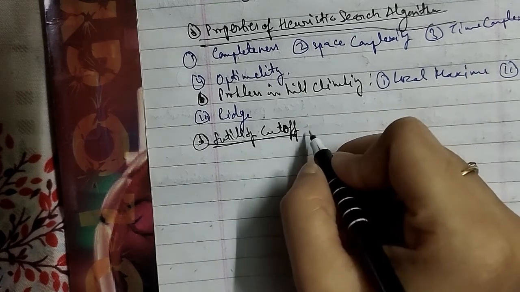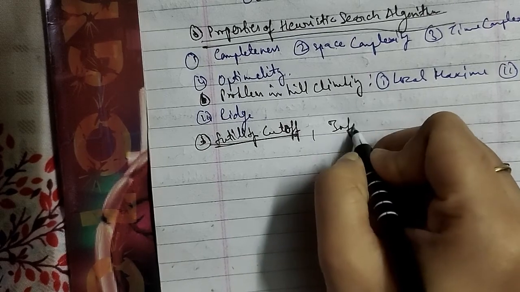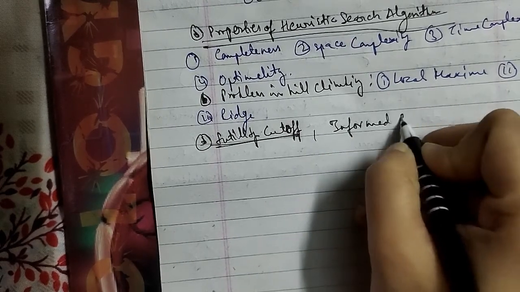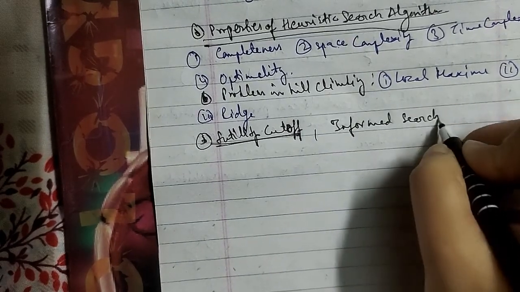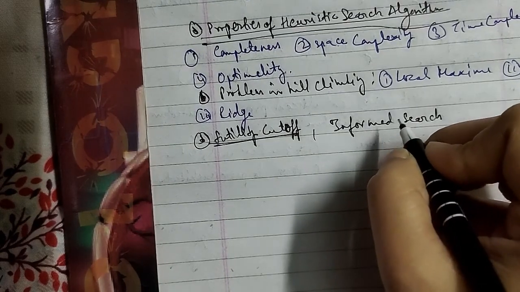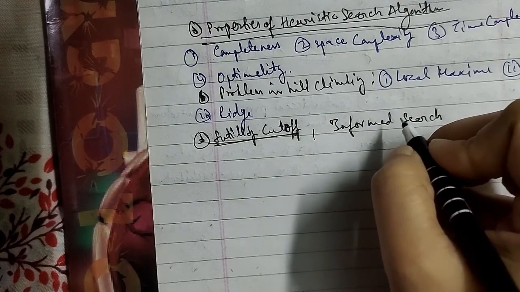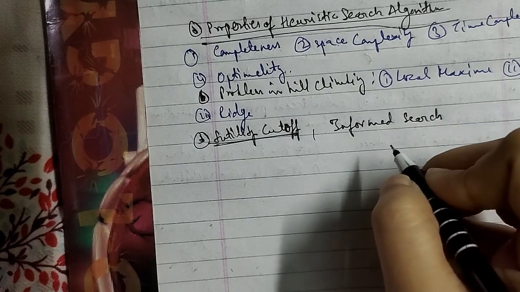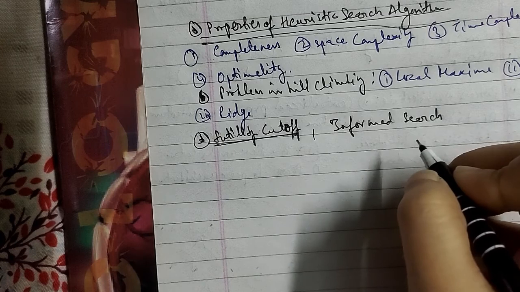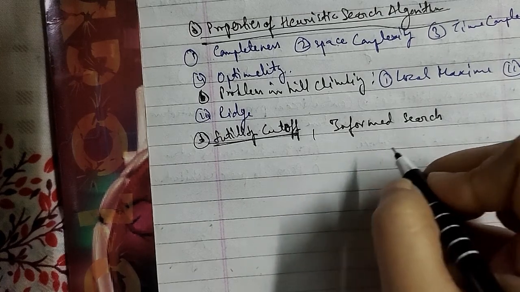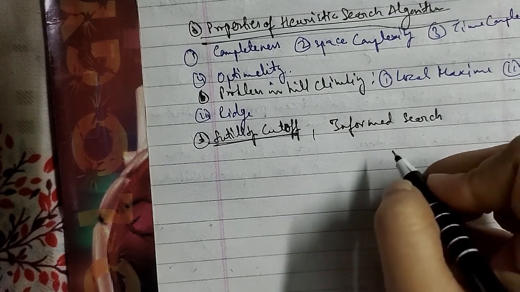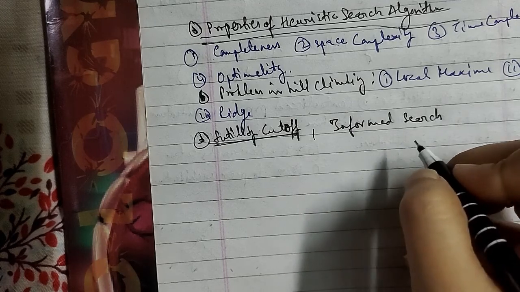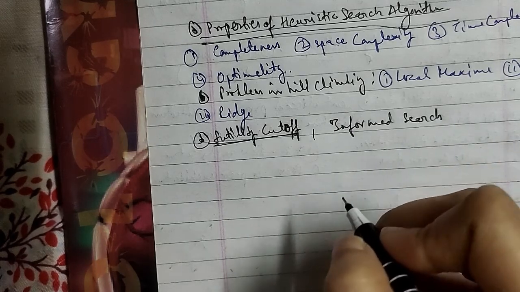Another one we'll discuss is informed search. The informed search algorithm contains an array of knowledge such as how far we are from the goal, path cost, and how to reach the goal node. This knowledge helps agents explore less of the search space and find the goal node more efficiently.